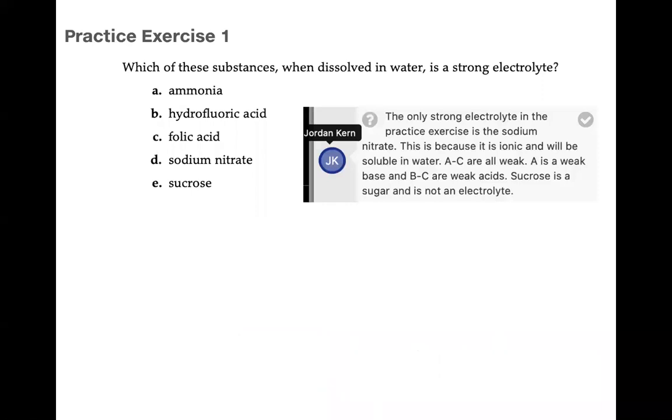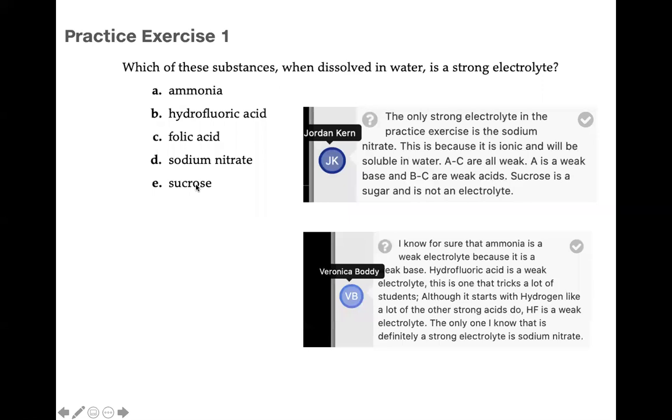Jordan's within here saying the only strong electrolyte they find is sodium nitrate. They're identifying that way because it's an ionic compound. Exactly. Sodium nitrate, ionic compound. All ionic compounds are strong electrolytes. Then goes on to say that, okay, ammonia is a weak base. B and C are weak acids. And sucrose is a type of a sugar, which is a non-electrolyte.